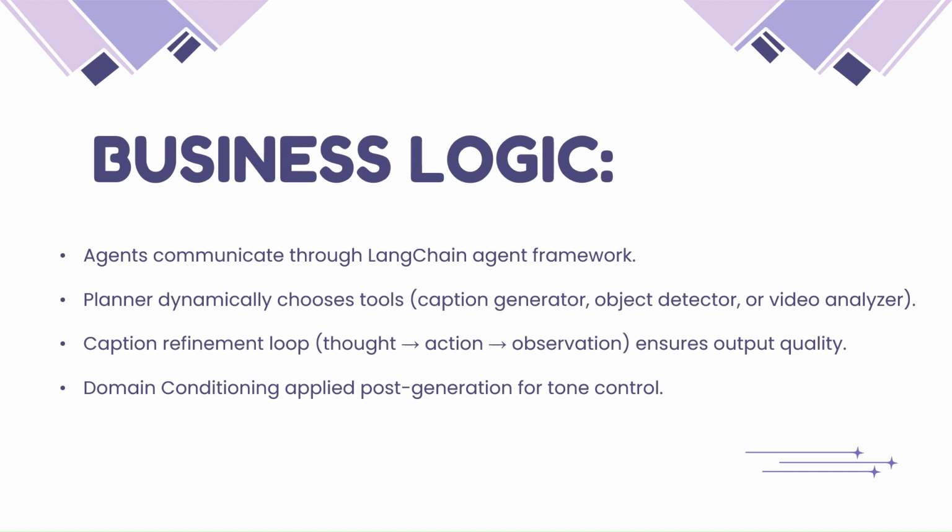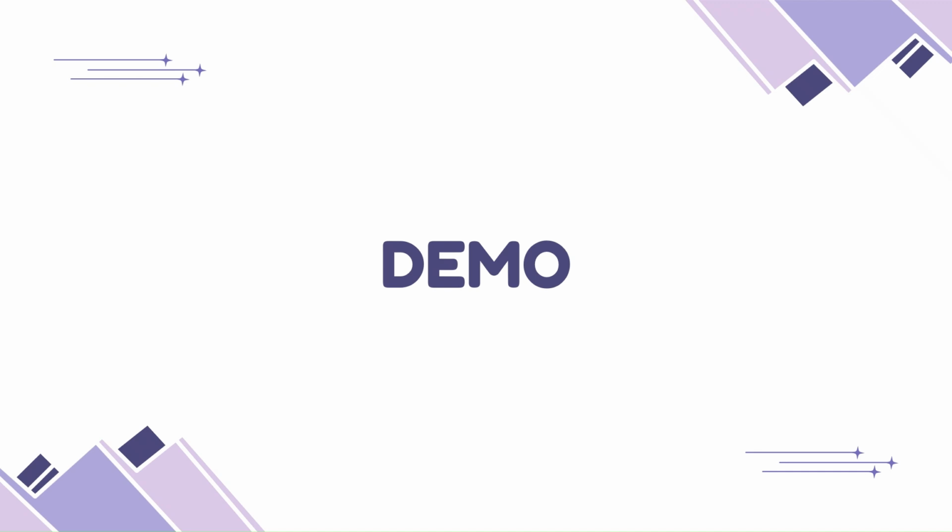Now let's talk about the business logic of our project. All agents in Capagent++ talk to each other through the LangChain framework, with the planner deciding which tools to use. And captions are refined in a thought action observation loop. And then the domain conditioning adjusts the tone and style after the generation. Now let's look at the demo of our project.